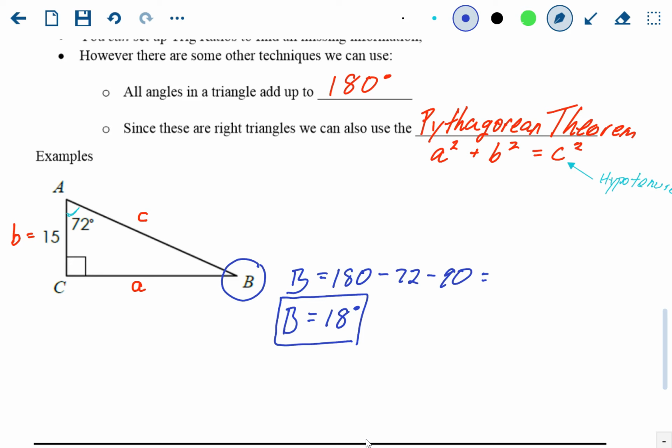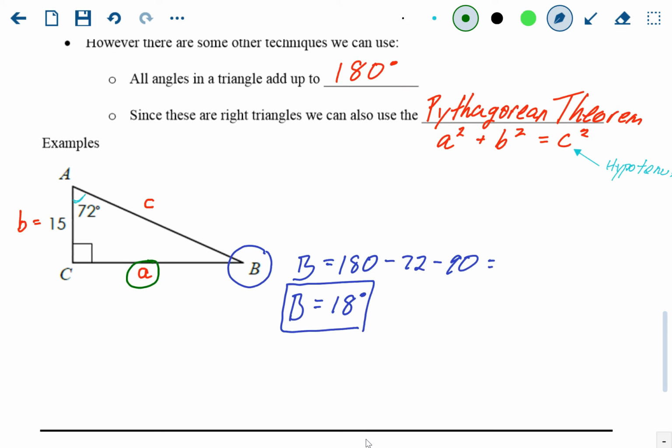Alright, so we already found one of the parts. Now we're only missing side A and side C. Let's find side A next. Now side A, you're going to have to set up a trig ratio for. You can't use Pythagorean Theorem because we only know one side. You have to know two sides to use that. So we're going to have to set up a trig ratio.